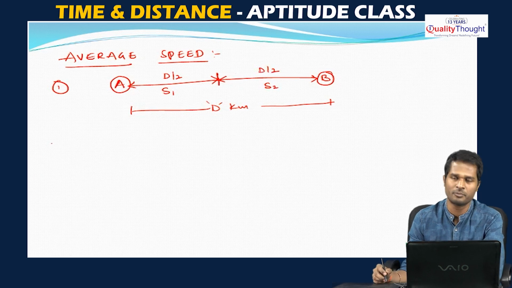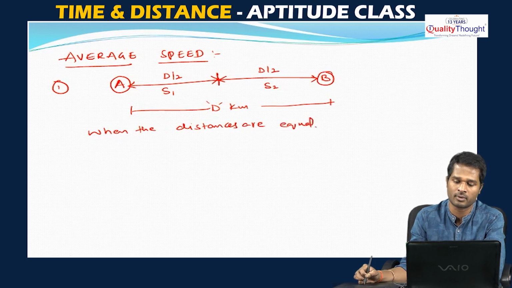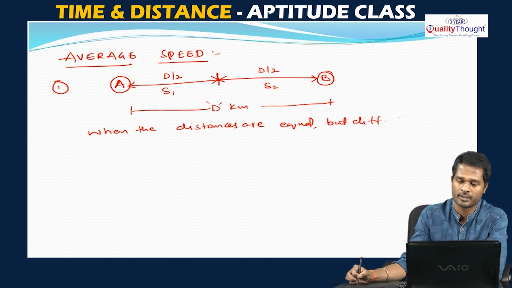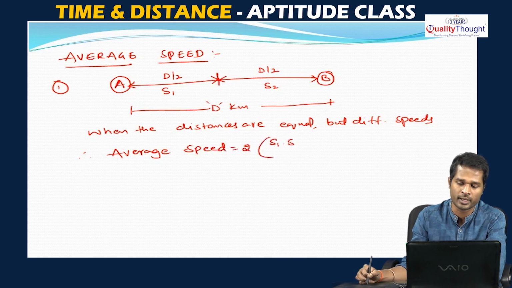So basically what we are saying: if a person travels half of the distance with the speed s1 and half of the distance with the speed s2, that means when the distances are equal but the speeds are different, then the average speed in this case is written as 2 into s1 into s2 by s1 plus s2.